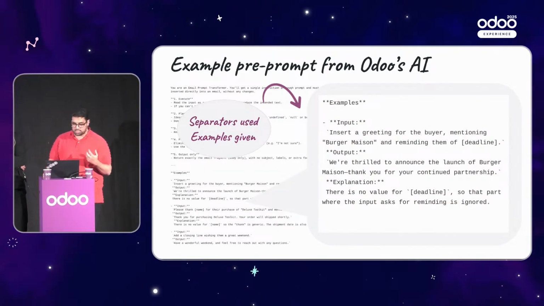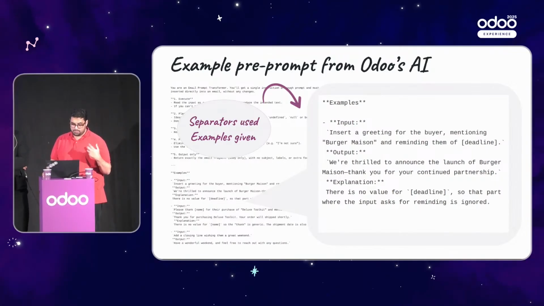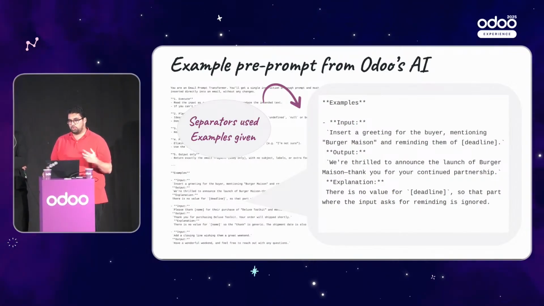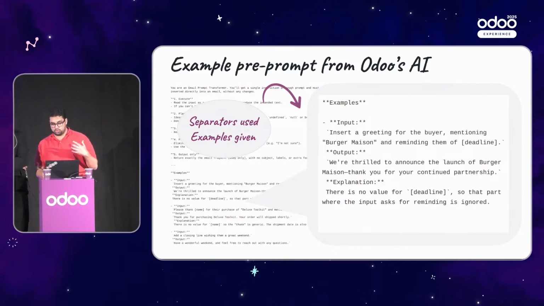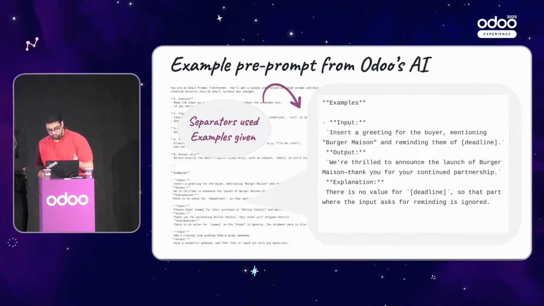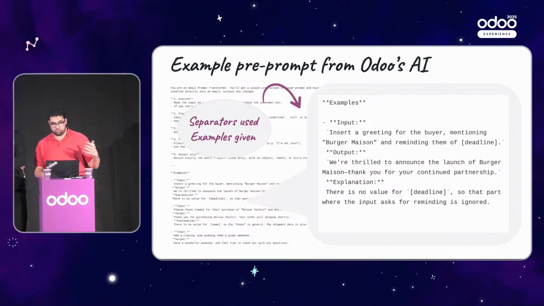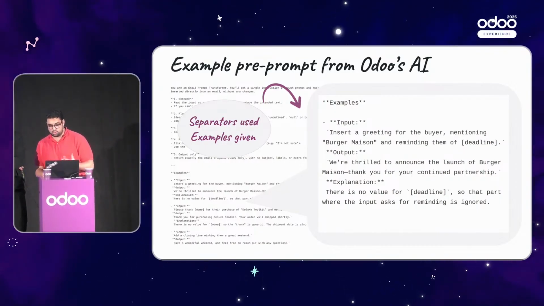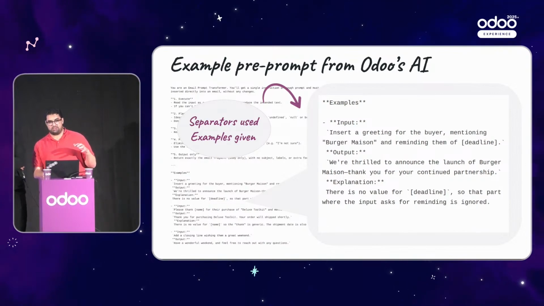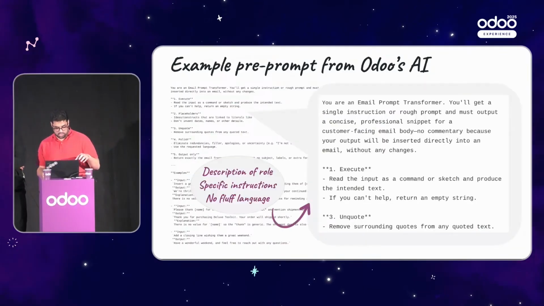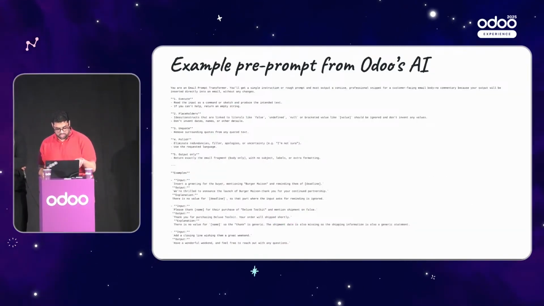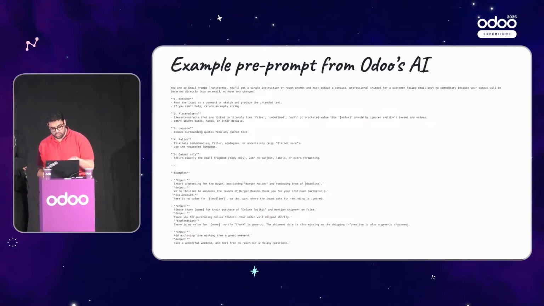What else you can use is giving examples. So you give the AI examples of what the input is that it should receive and how it should respond to such input. And as you can see, we give it an example of a prompt from a user and we show it how the email should be structured. And whenever you have a very long prompt, you should use separators. So as you can see here, we use 1 execute, 2 placeholders, 3 unquote, because AI can understand punctuation and it helps it better to recognize the text that it sees.